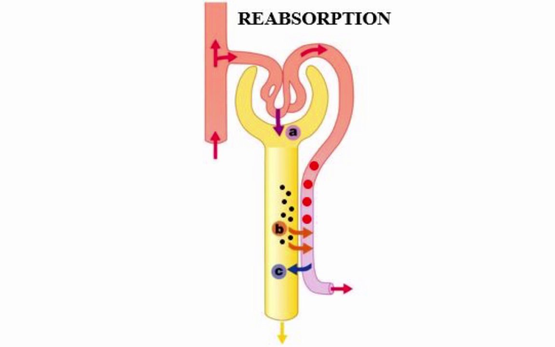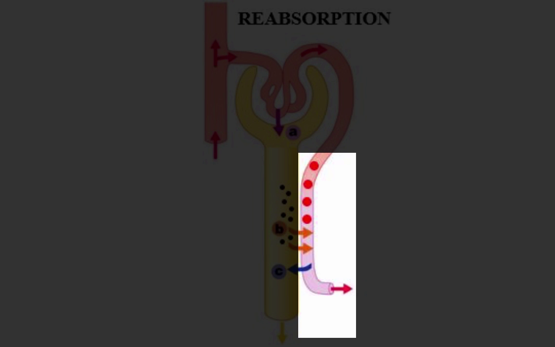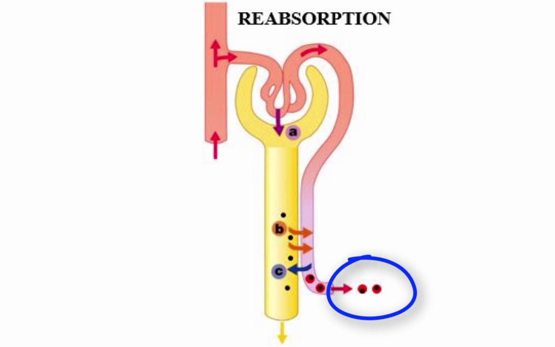The second renal process is reabsorption, which is movement from the collecting duct back into the peritubular capillaries. This is a selective process based on the body's needs. Water and other solutes like ions, amino acids, and glucose will be reabsorbed, but waste will stay in the collecting duct. From the peritubular capillaries, it will exit the kidneys and return to the body.